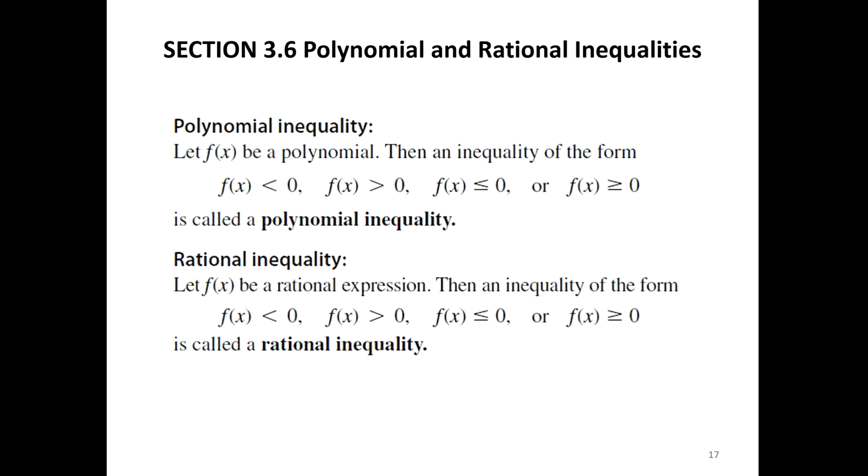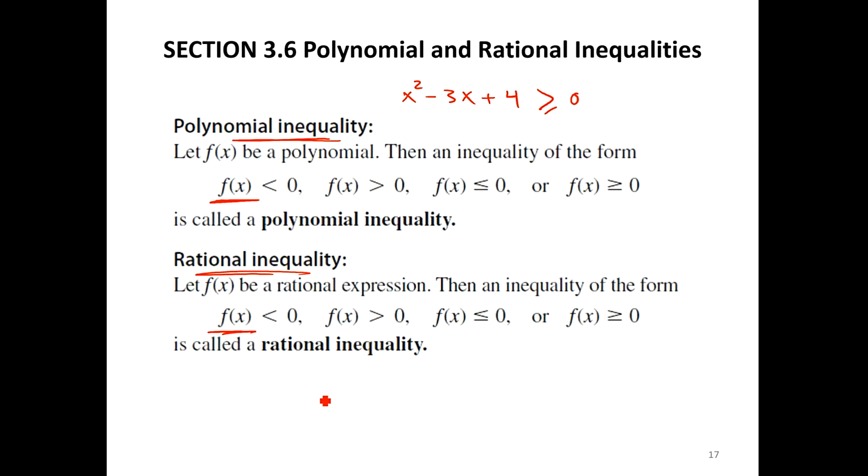Polynomial and rational inequality. Inequality means we have less than, equal, greater than or equal. If f of x is a polynomial, we have a polynomial inequality. If f of x is rational, we have a rational inequality. For example, x squared minus 3x plus 4 greater than or equal to 0. This is called a polynomial inequality.